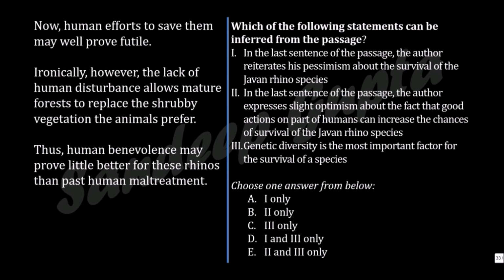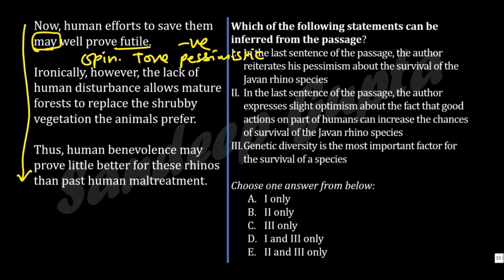Let's see. Now in this passage, let's see the opinion points first of all. Now human efforts to save them may well prove futile. May is a prediction. So this is definitely an opinion and the tone is negative or pessimistic. I have also told you that the author does not change the stand midway through the passage. So if the author is pessimistic, in the next few lines, the author will definitely not turn optimistic. That is a hint. Now let's see, the word thus once again signals a conclusion or an opinion. So even this line is an opinion. Human benevolence may prove, that is once again an opinion or a prediction, little better.